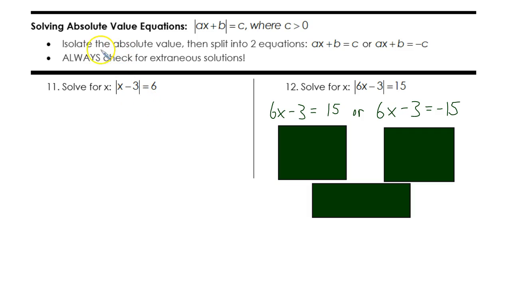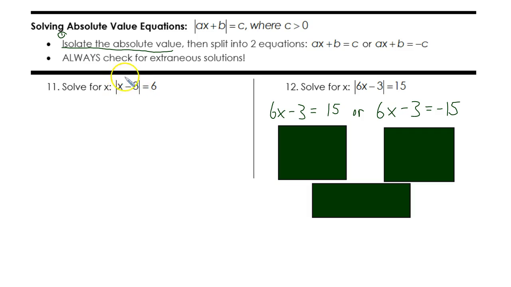The first thing that you want to do is to isolate the absolute value first. That means that if there is anything else on the same side of the equal sign with your absolute value bars, you need to add, subtract, divide them to the other side of the equal sign, get rid of them. After you've isolated the absolute value bars on one side of the equal sign, then you're going to split the absolute value equation into two separate equations.